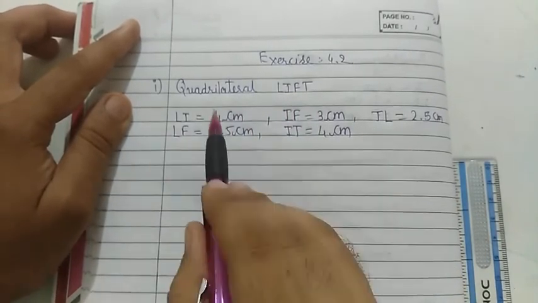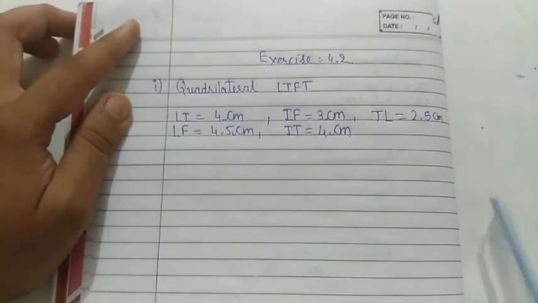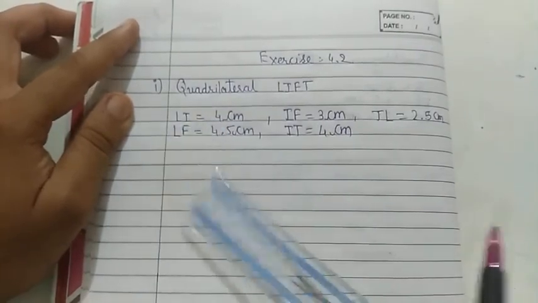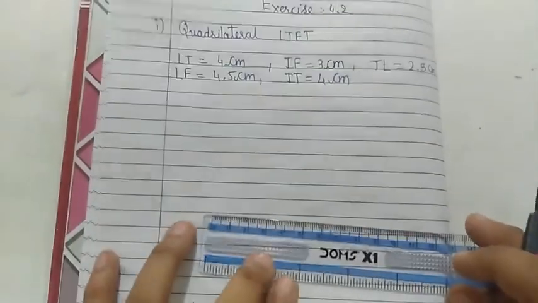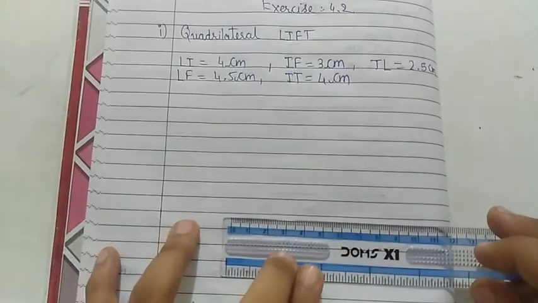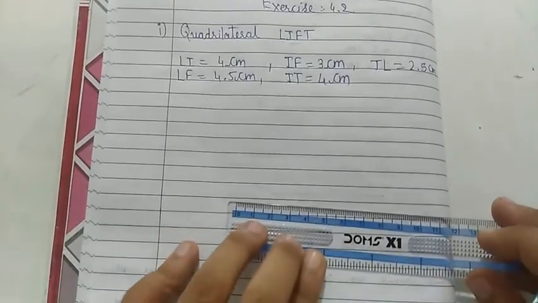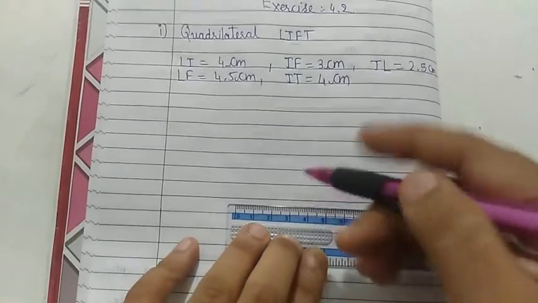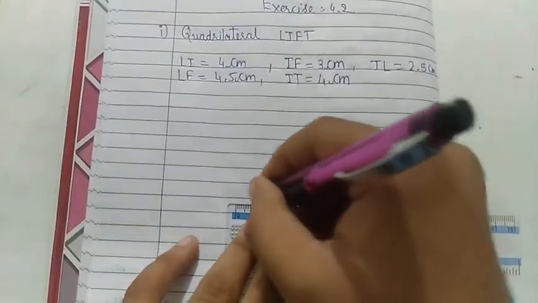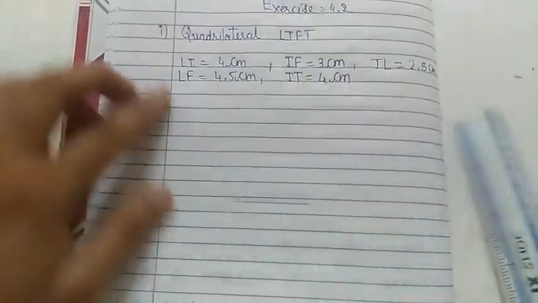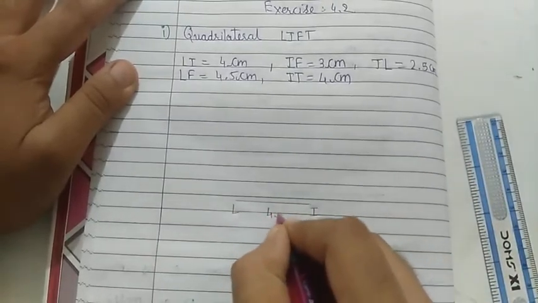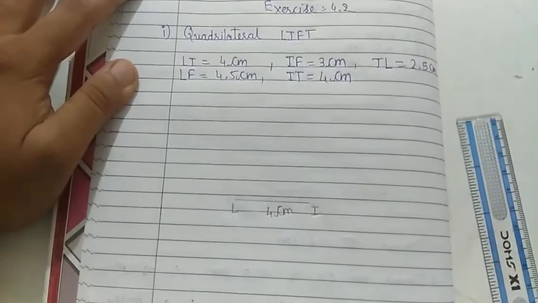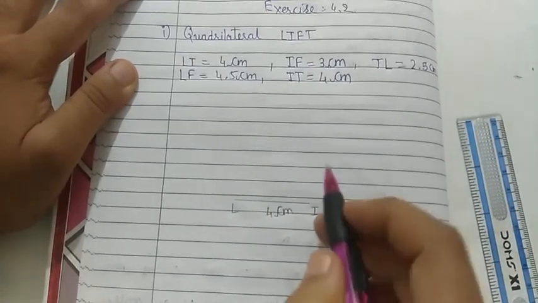So first of all, three sides are given, so first we will draw the side. The longest side is LI, 4 centimeter. So we will draw here 4 centimeter, that is LI. Here I am drawing LI, 4 centimeter.